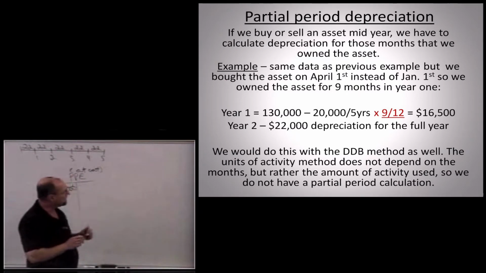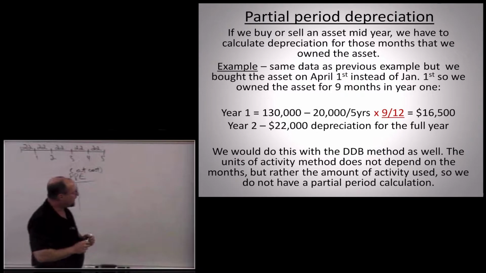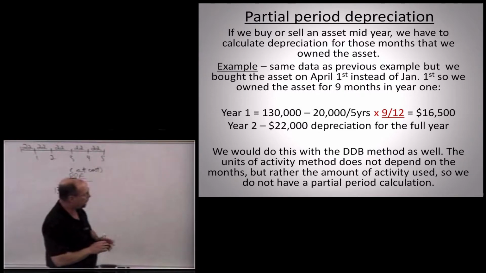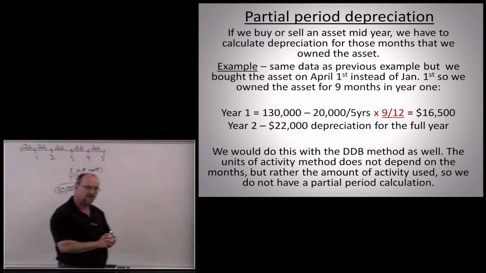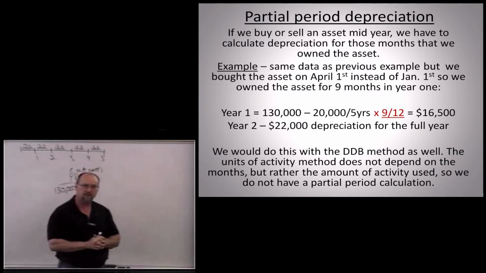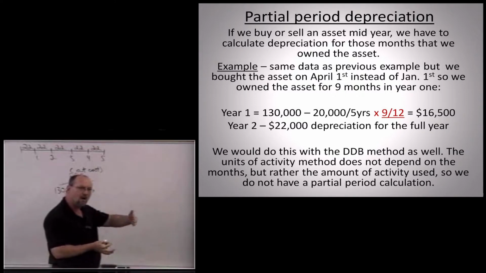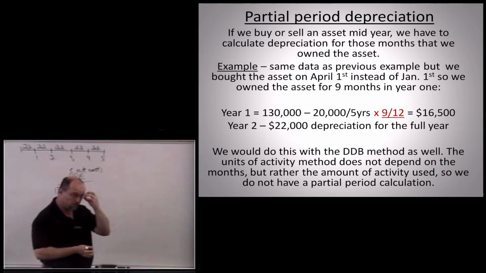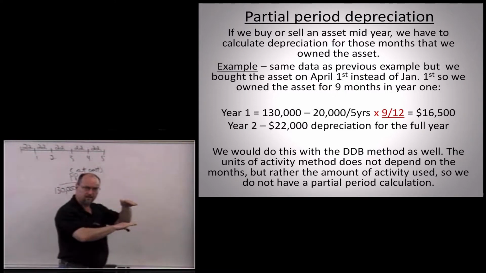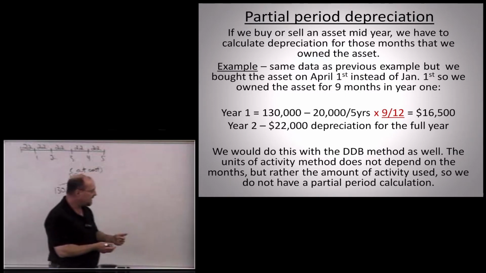Using the same previous data, if we bought the asset on April 1st, instead of January 1st, we would have to record 9 months depreciation. So I use the exact same formula for straight line, cost minus salvage divided by 5 years, and I take that number, which you remember is 22,000, and I multiply that times 9 over 12. Or you could take 22,000 annual depreciation, divide it by 12 months, that's monthly depreciation, and then multiply it by 9 months, same thing. And your depreciation in year 1 would be $16,500.